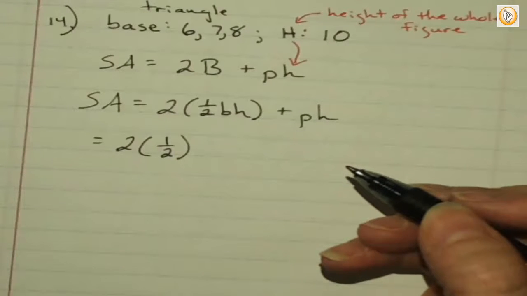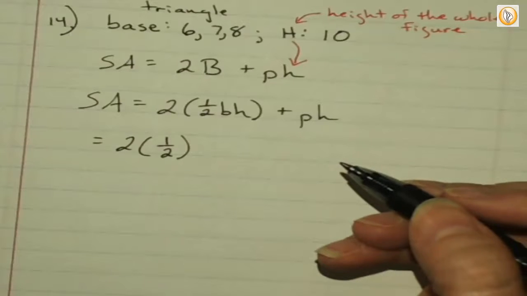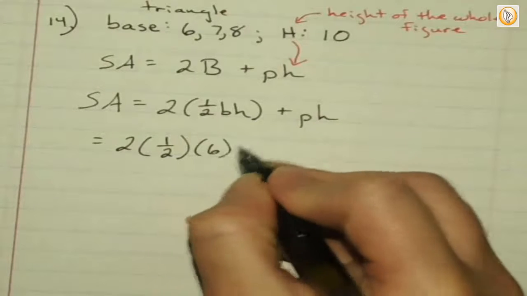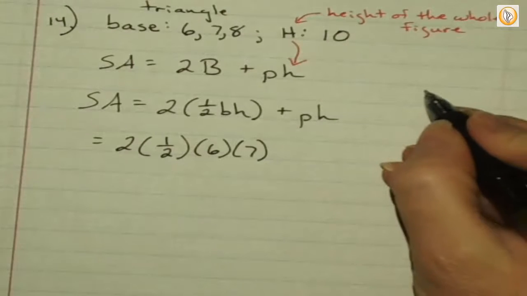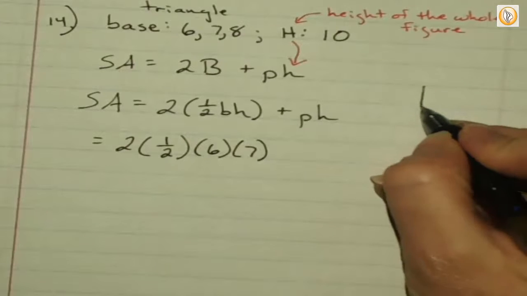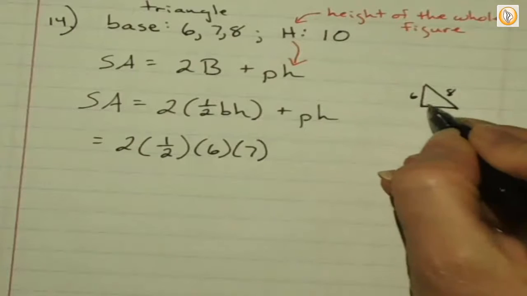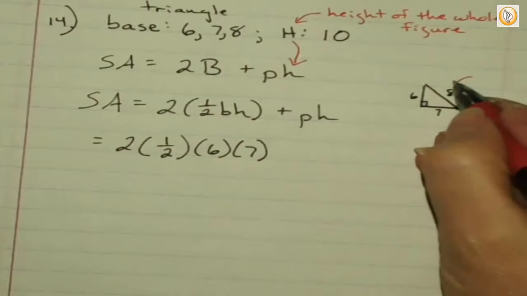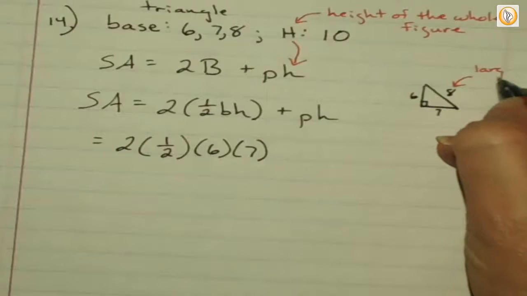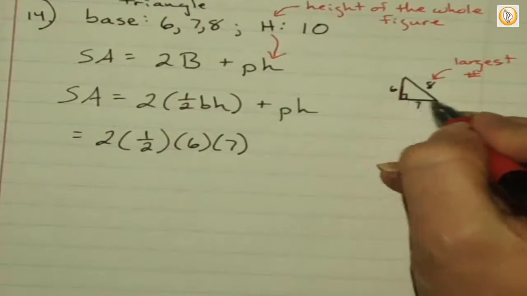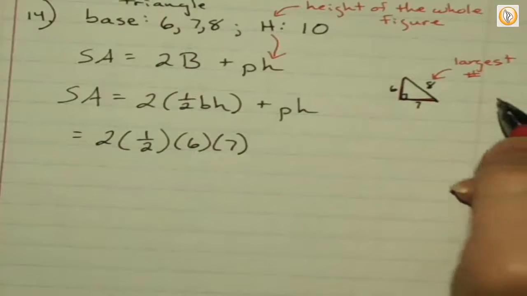They don't really tell you, do they? Oh, go ahead. 6 and 7? Why is it 6 and 7, Gabby? 8 is your largest number. It's the largest number. Therefore, it has to be the hypotenuse. So your two smaller numbers are going to be your base and your height.